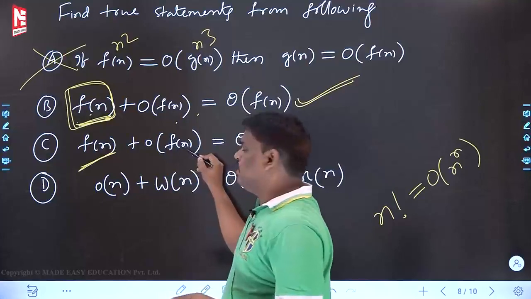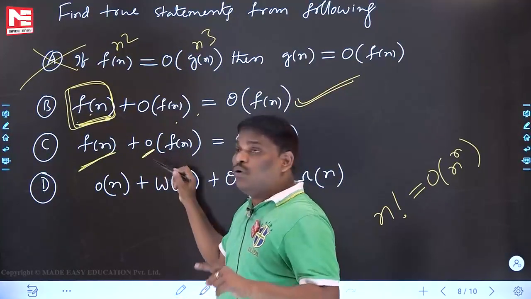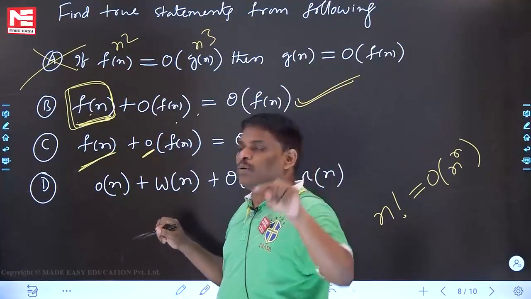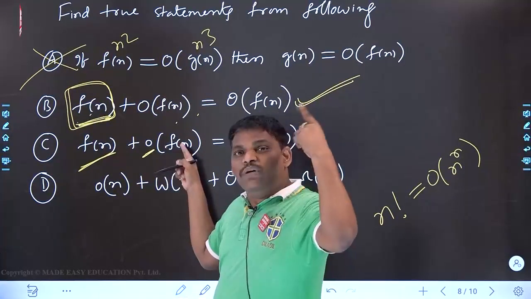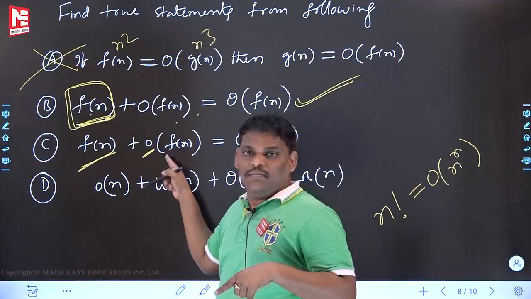But here an upper bound is given. Can you say which upper bound it is? Small o. What is the meaning? Strict upper bound. What is the strict upper bound? Fn. If the strict upper bound is Fn, then who is the actual one here?